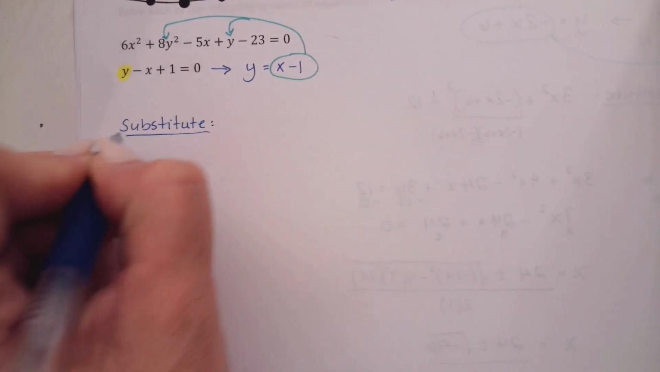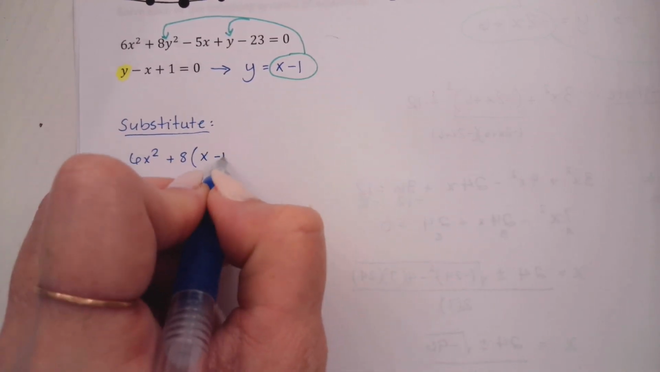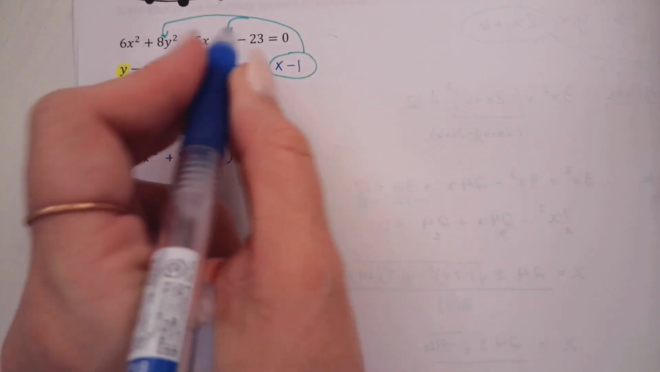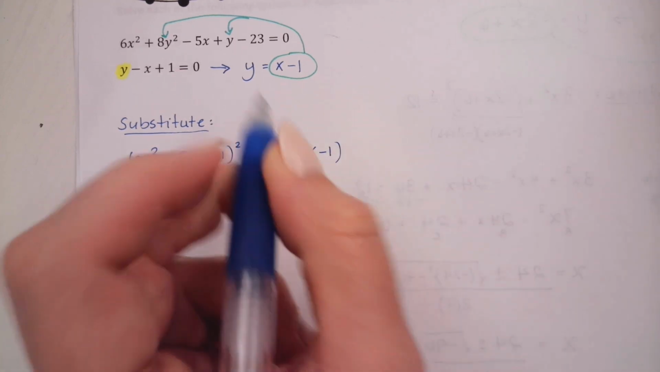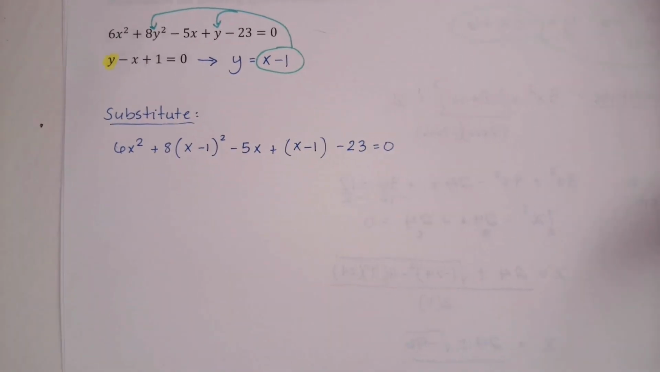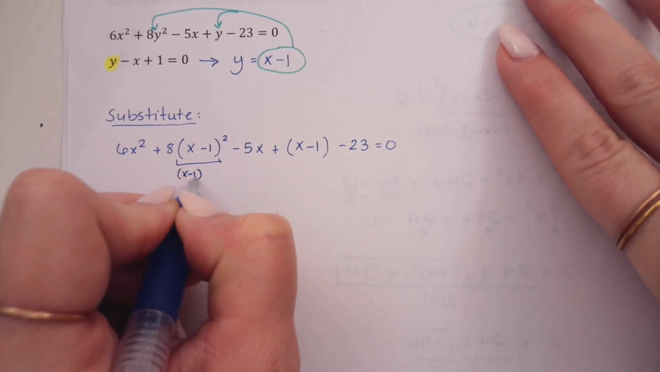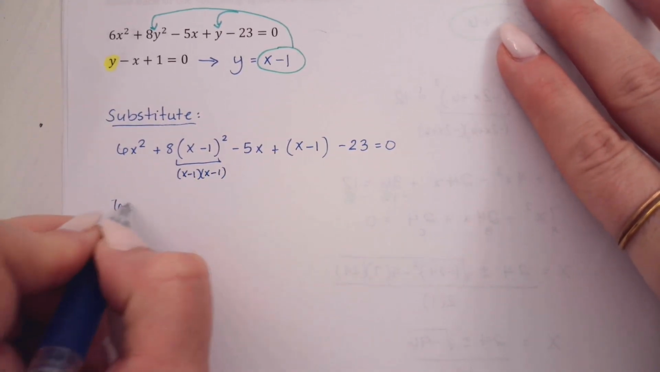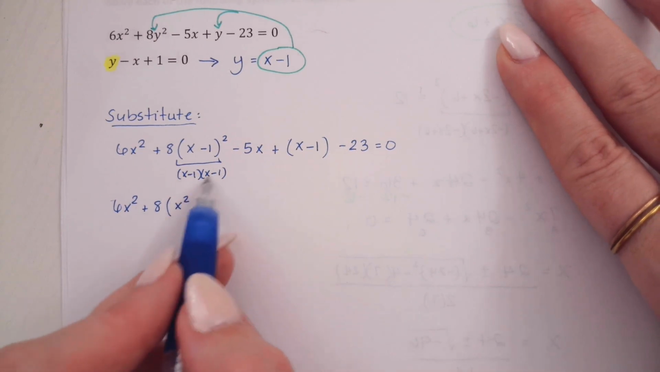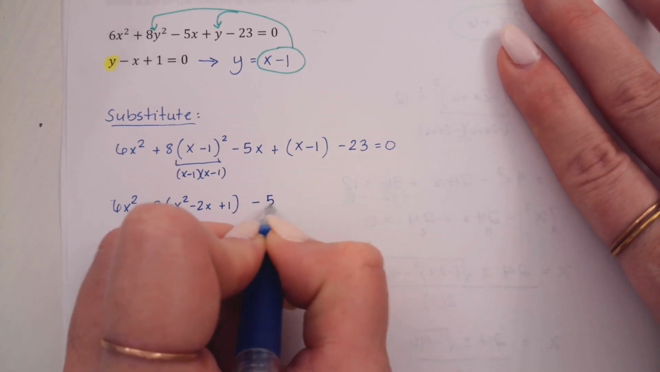All right, so we'll have 6x squared up front. We'll have an 8, and then in place of that y, we'll have an x minus 1 that's squared. We'll have a minus 5x plus our y again, which is just an x minus 1, minus 23 equals 0. Okay, I got it substituted. I'm going to have to FOIL in this little spot here. Which will give me x squared, and then a minus 1x and another minus 1x, which is negative 2x, and then a positive 1. Minus 5x.